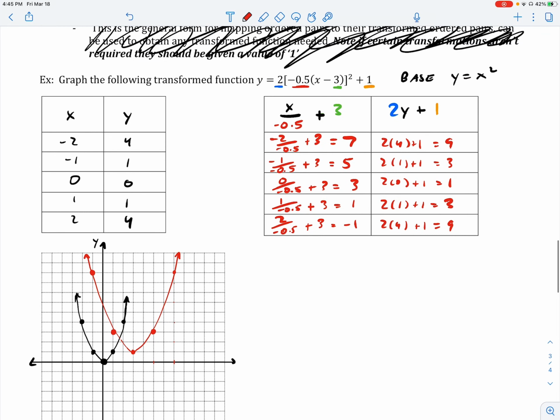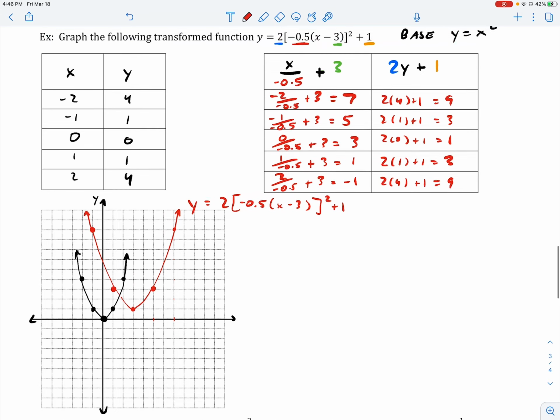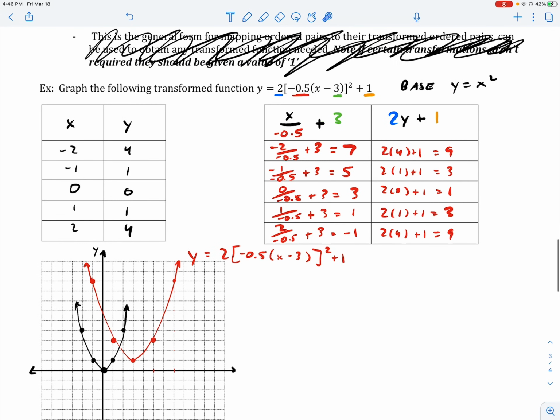So just to label this one, it would be y equals 2 times negative a half, x minus 3, close up the bracket, squared plus 1. That's my equation. So 4 transformations done in order to get that red curve. Now that's a lot easier than trying to do 4 separate transformations in order to get the red final graph.